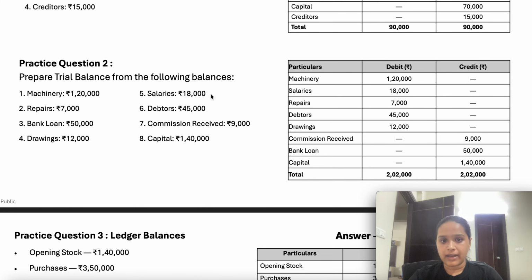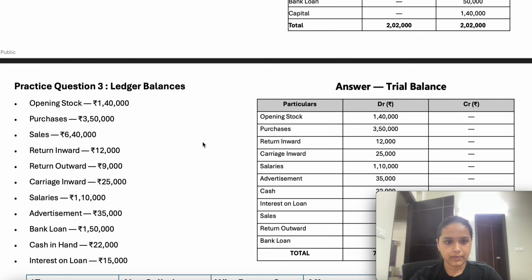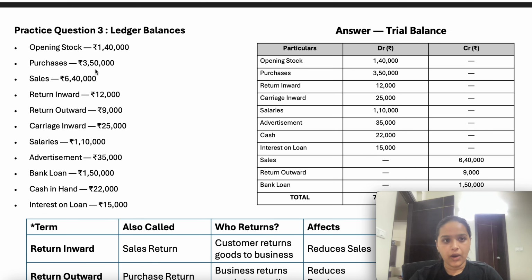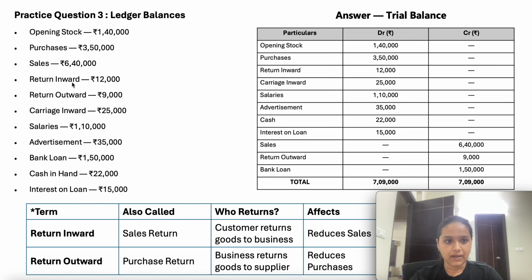Okay. Salary is an expense, should be debited. Debtors is an asset, it should have a debit balance, so it should be reflected to the debit side. Commission received, it is an income, it should have a credit balance. Capital, credit balance, should be reflected to the credit side. Okay. Opening stock, inventory should have a debit balance. Purchases, debit side. Sale, credit, because it's a revenue.